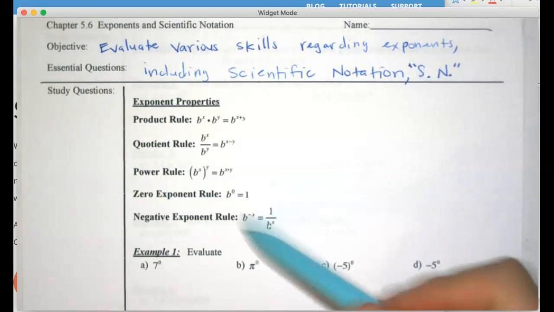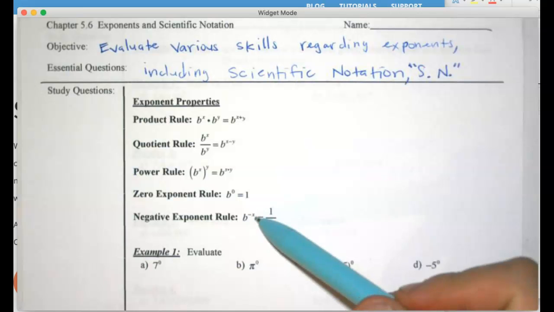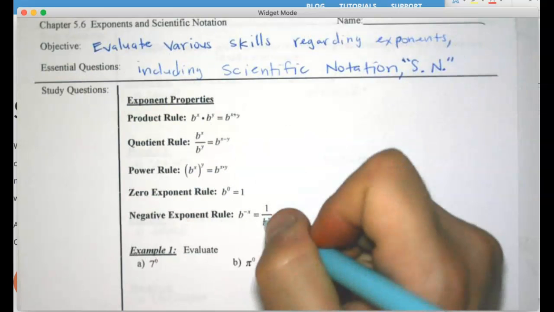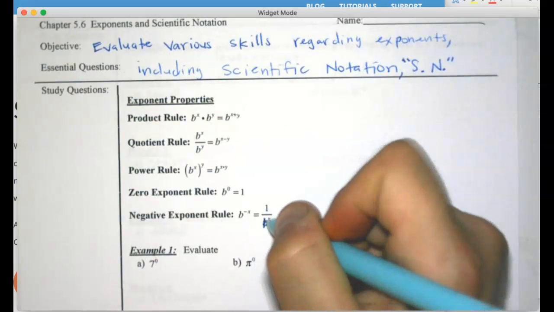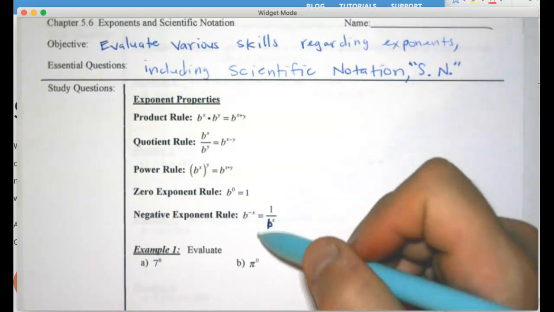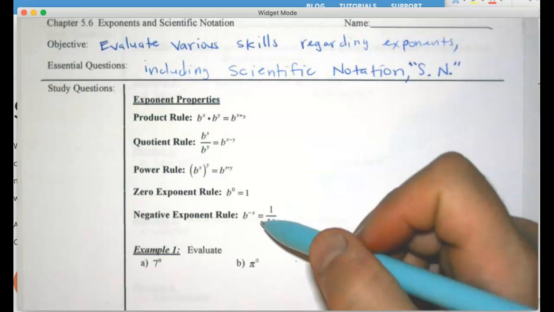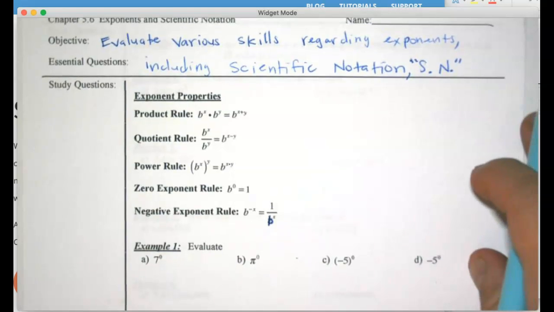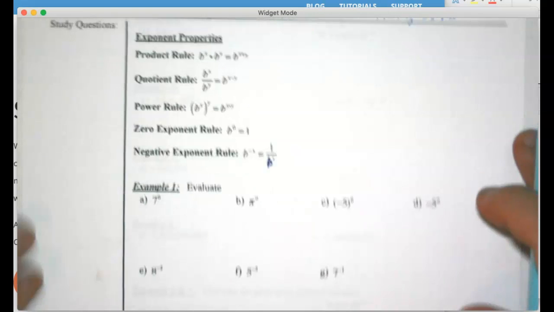And then if you have a negative exponent, whatever base has a negative exponent, you can move up or down as in a fraction to make the exponent turn positive. Again, if you move it to the other spot in a fraction, the exponent will change sign. So, I'm going to get into some of these.